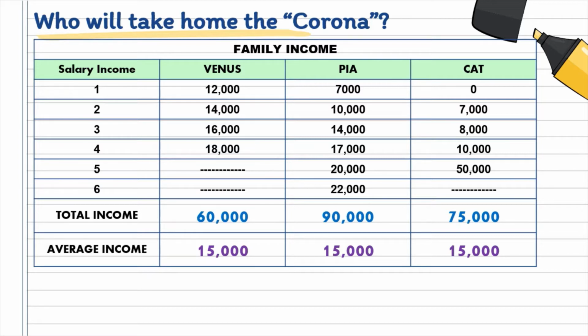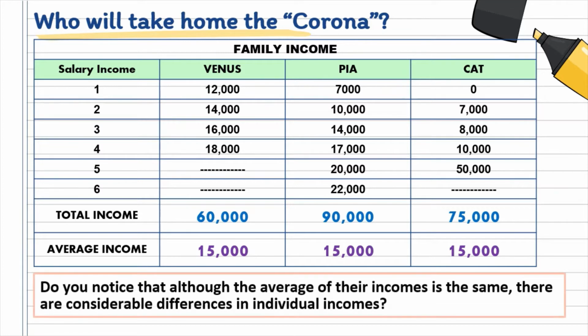In Catriona family, we have 75,000. And they only have 5 members, so 75 divided by 5, that is 15,000. So do you notice that although the average of their incomes is the same, there are considerable differences in individual income?